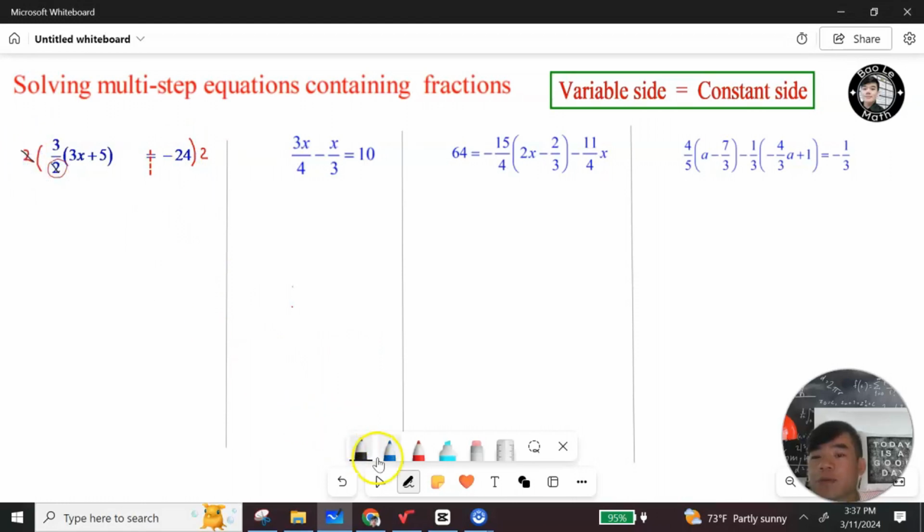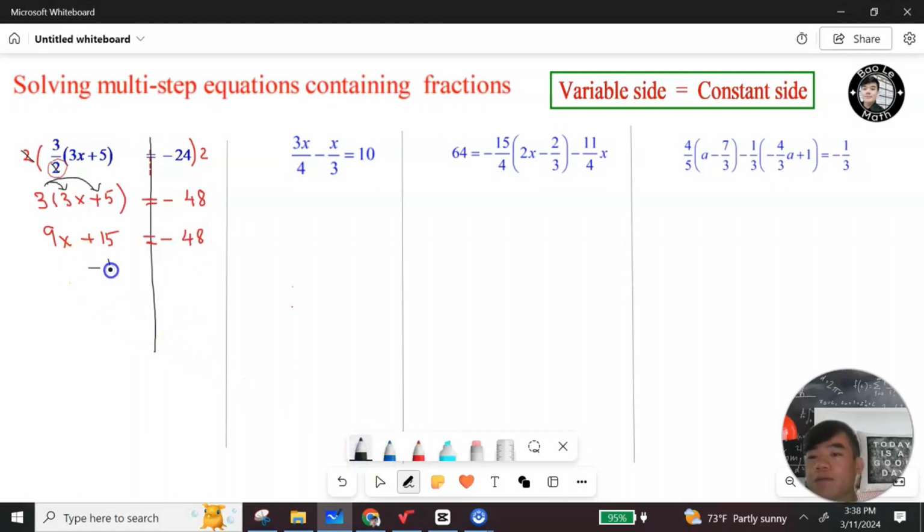The 2 and 2 cancel out, so I have 3 left. So it should be 3 times (3s plus 5). I'm going to draw a line right here. Equals negative 24 multiplied by 2, which is negative 48. Now the equation becomes easier. I just distribute: 3 times 3s is 9s, 3 times 5 is 15, so plus 15, equals negative 48. Now this is a two-step equation.